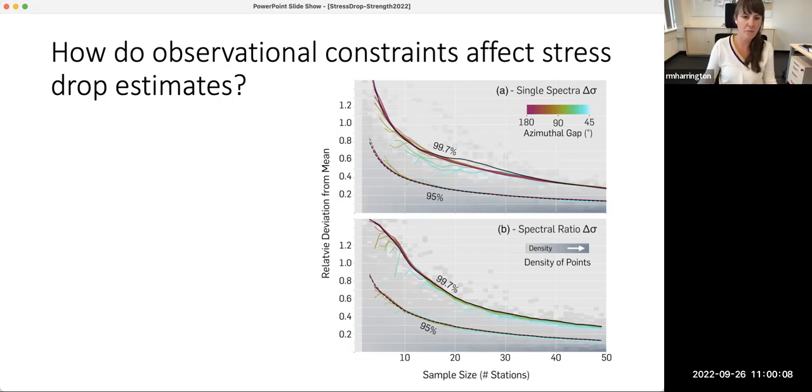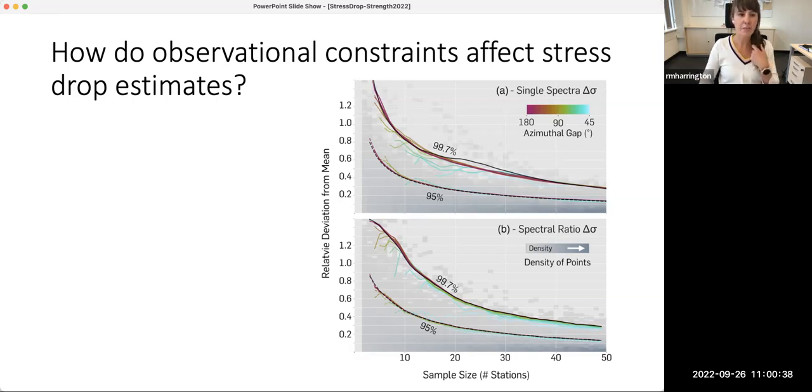Here the x-axis is showing you the sample size, the number of stations. So we have a subset of 10 stations drawn randomly, we stack those spectral ratios in this case, or stack those single spectra, make a moment and corner frequency estimate, and then calculate a stress drop value here, for 20 stations, 30 stations, 40 stations, and 50 stations, and so on.